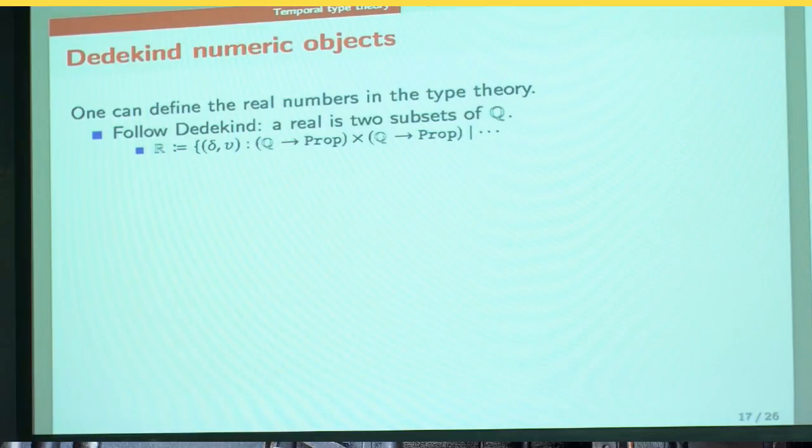So, for example, in the type theory of a topos, where you have a natural numbers object, you can define what are called the real numbers in that type theory. And you follow Dedekind and say that a real is two subsets of the rationals that come very close to each other. So it's two propositions on Q, two predicates on Q, something called down and up, with a delta and an epsilon. These are going to be lower bounds: any q that satisfies this predicate will be a lower bound, and any q that satisfies this predicate will be an upper bound.